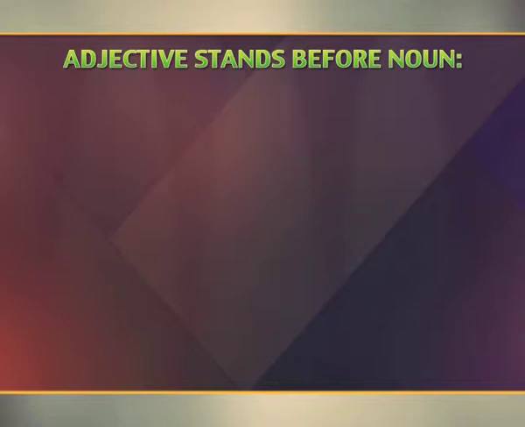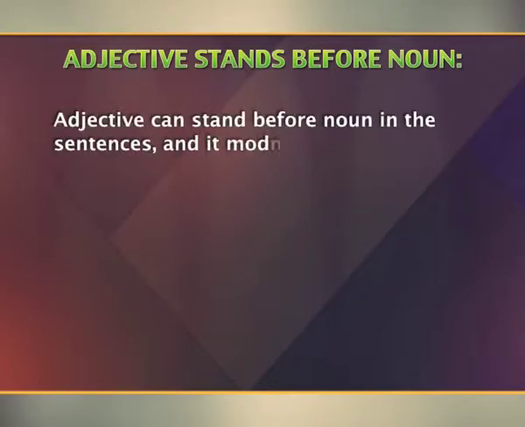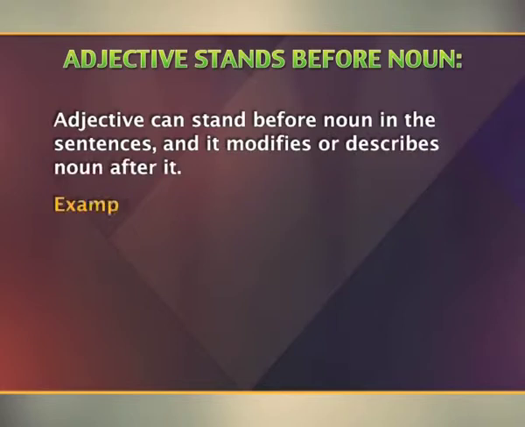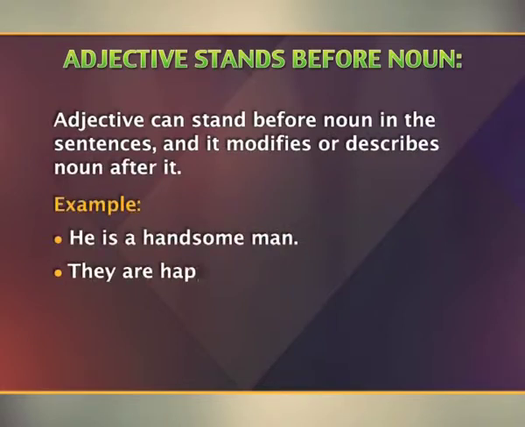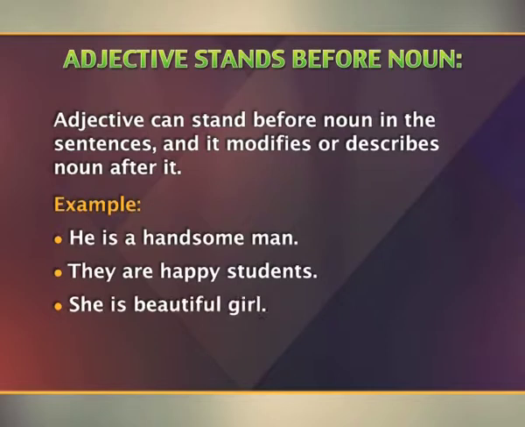Adjective stands before noun. Adjective can stand before noun in the sentences and it modifies or describes the noun after it. Example, he is a handsome man. They are happy students. She is a beautiful girl.